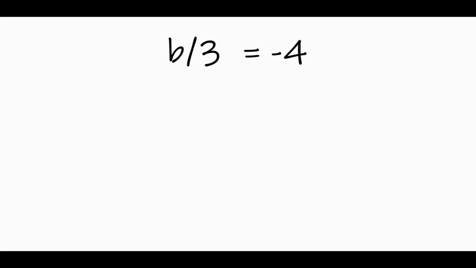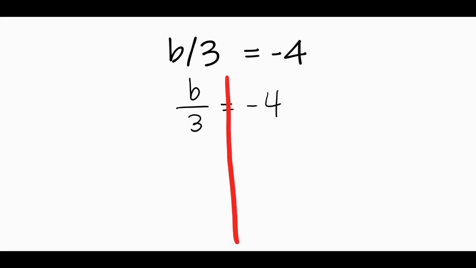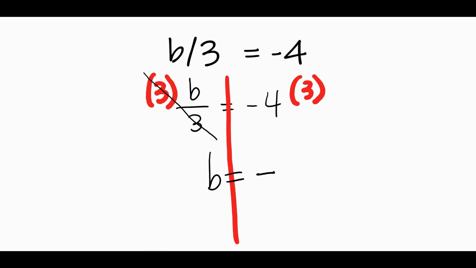b divided by 3 equals -4. So I'm going to rewrite this. b divided by 3 equals -4. I'm going to draw the river here. What are they doing to the b? They are dividing by 3. Therefore, I'm going to multiply both sides by 3. The 3 divided by 3 here cancels out. I'm left with 1b equals positive times a negative is a negative, and 4 times 3 is 12.